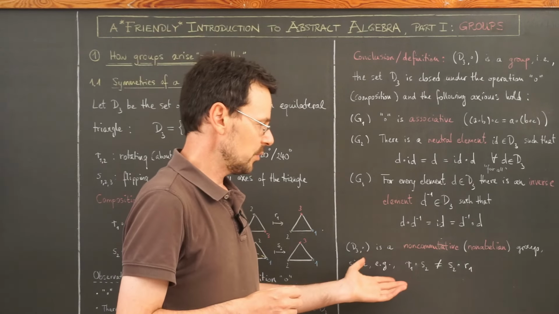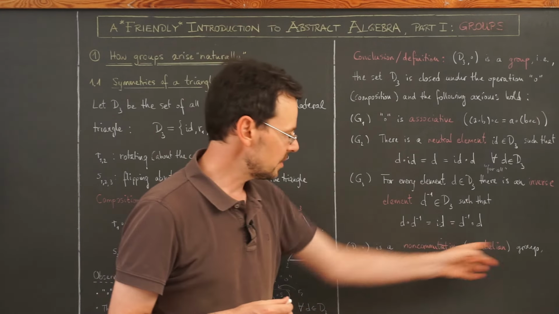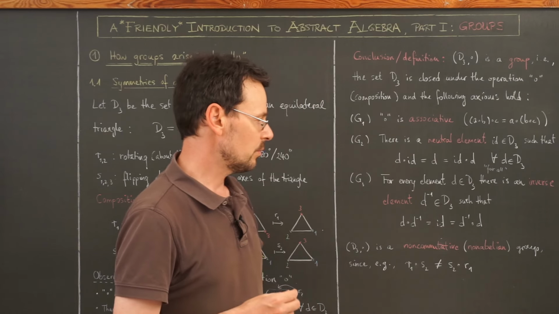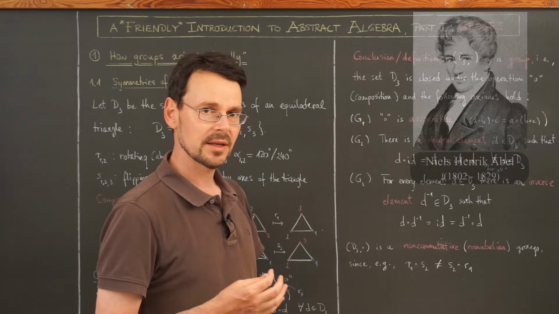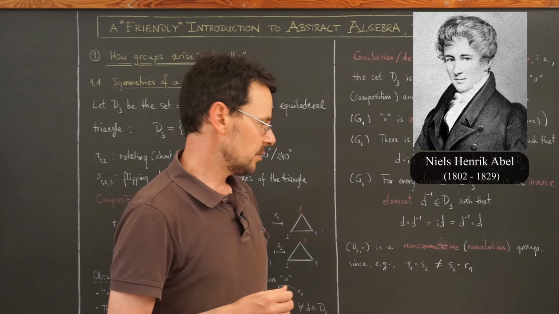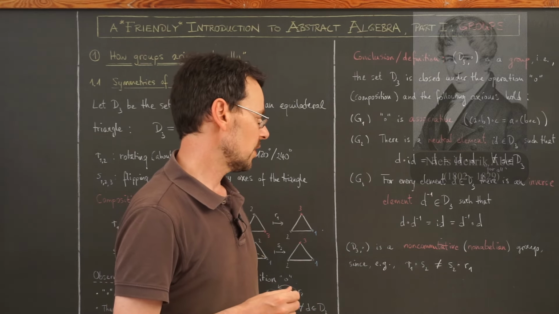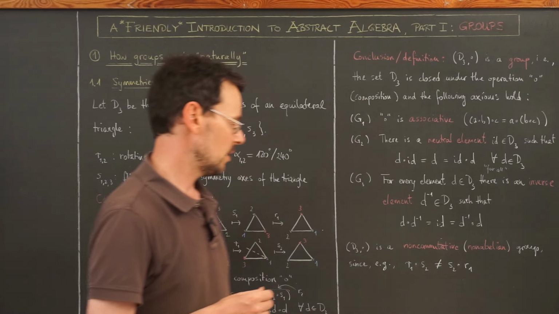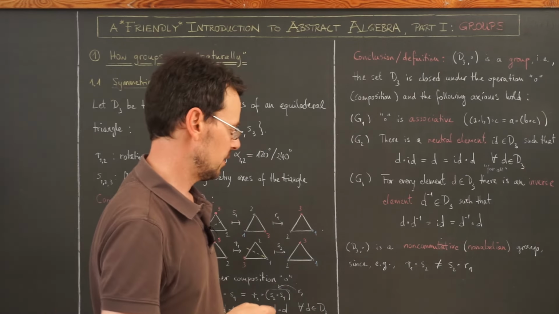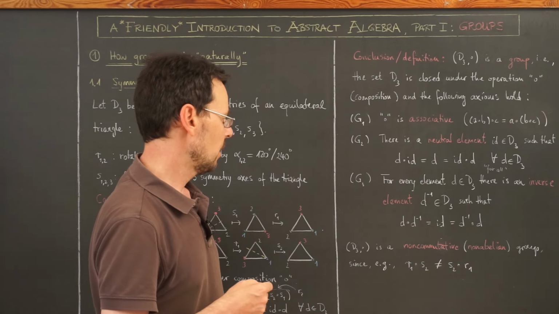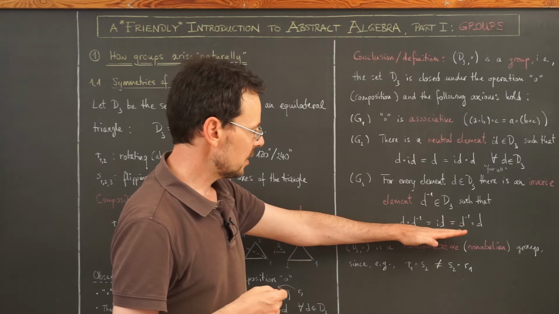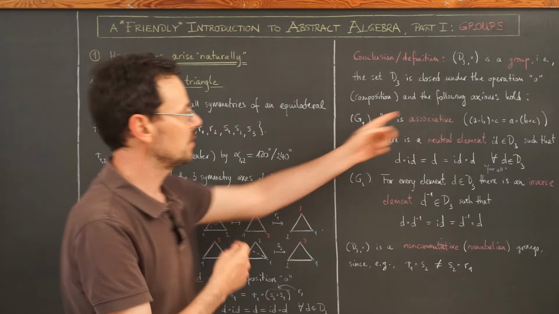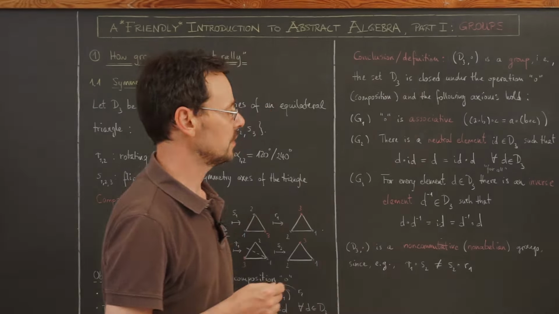And when the law of commutativity fails, we call this a non-commutative group or a non-Abelian group. To honor Niels Henrik Abel, a Norwegian prodigy who died much too early, who was one of the founding fathers of group theory. We are going to hear more about him as this course progresses. So it is not necessarily true that a group is commutative. Easy example is this group here, D3 with composition.